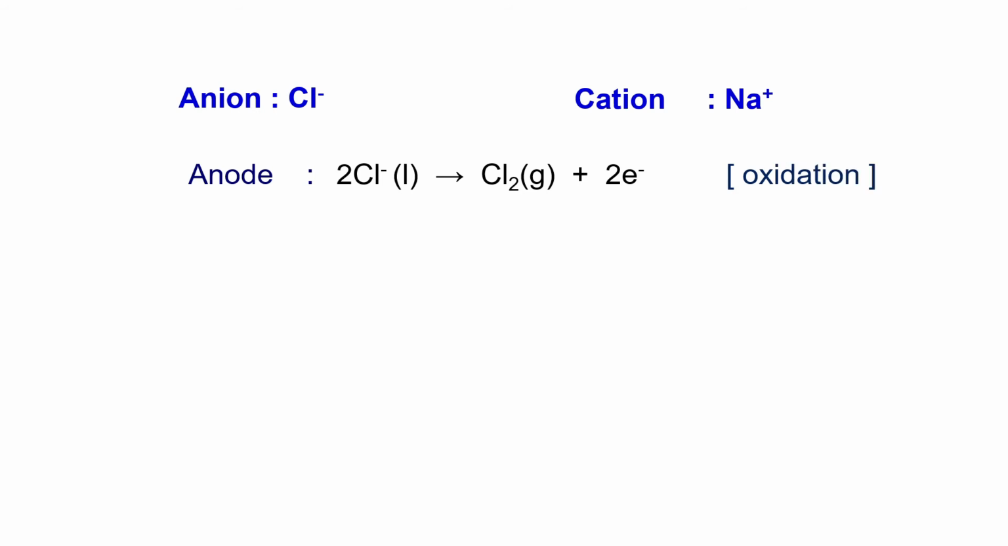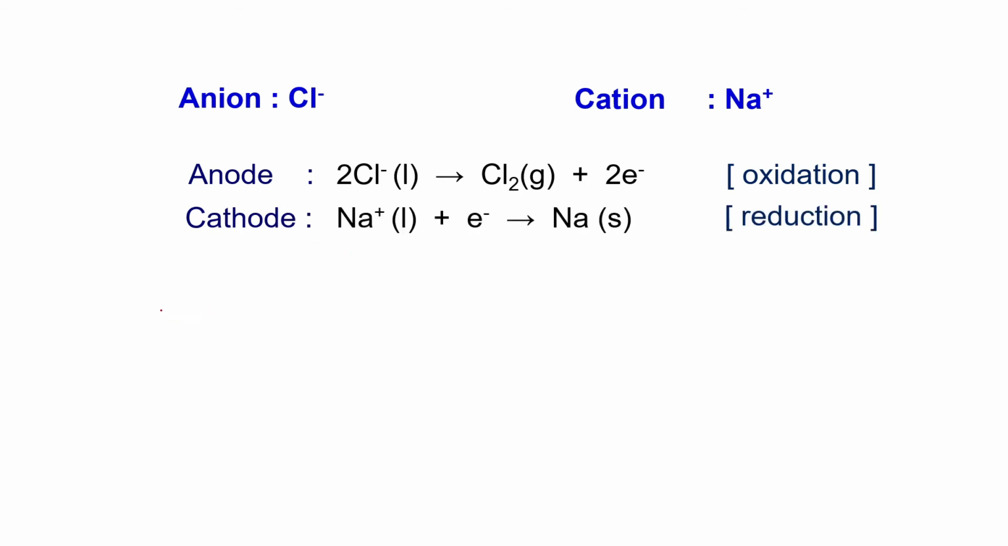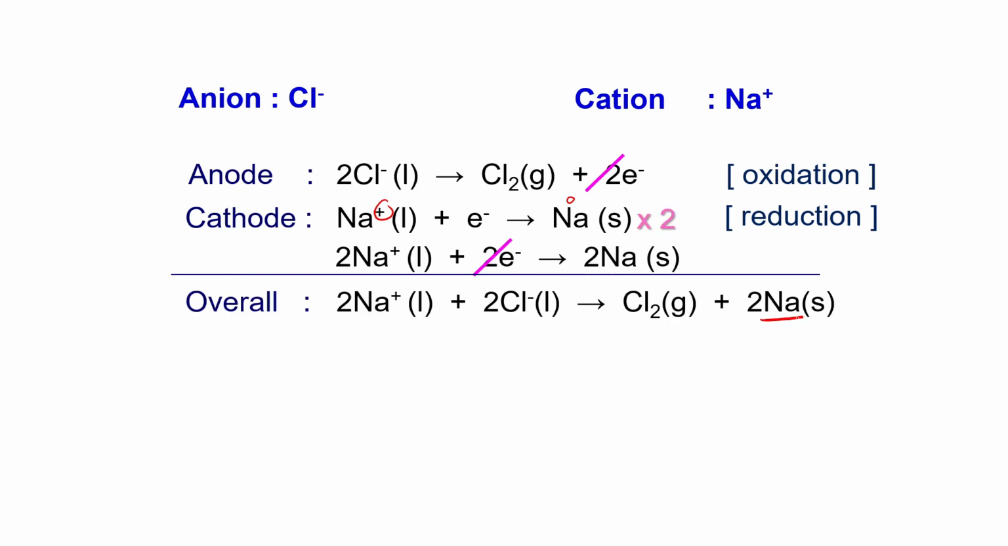So anode undergo oxidation. So chlorine undergo oxidation. So Cl minus kepada Cl2 gas. And cathode reduction. So reduction meaning reduce oxidation number. Na plus become 0. So produce Na solid. So for overall equation, sodium metal, okay, akan deposited at cathode dan kita ada chlorine gas release at anode.